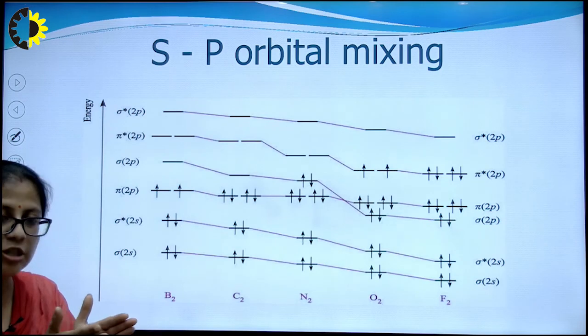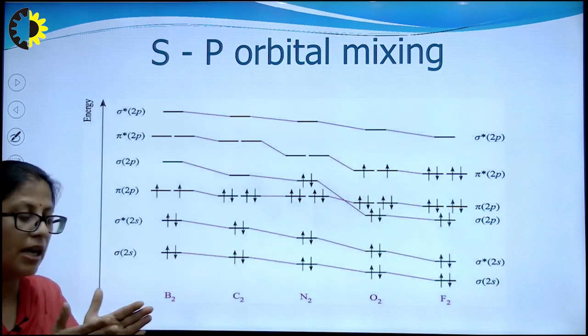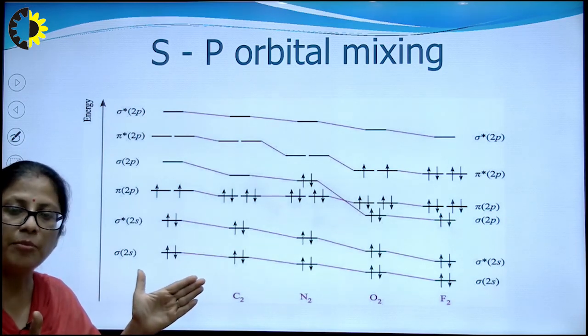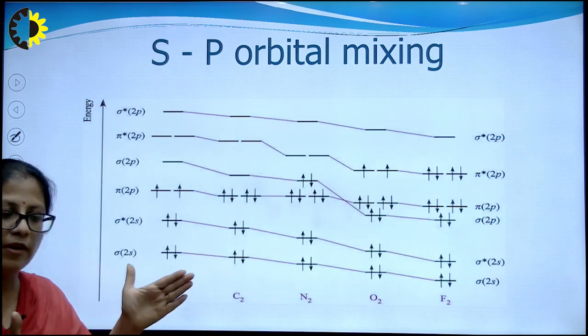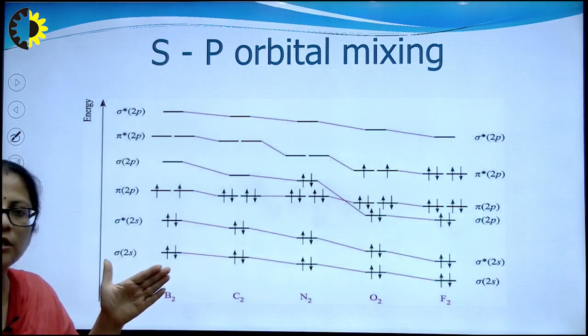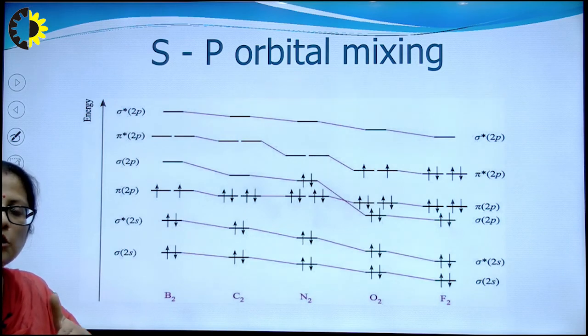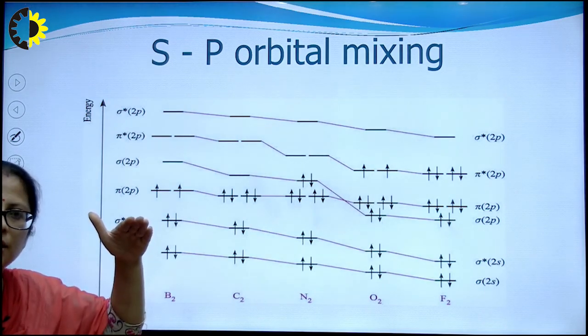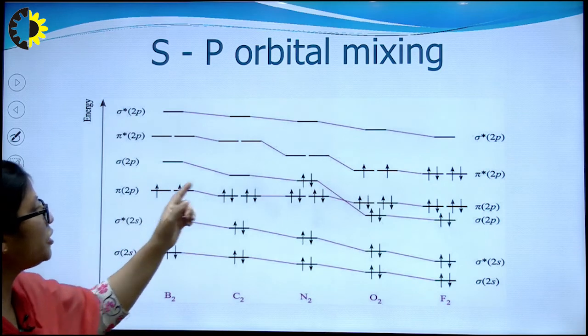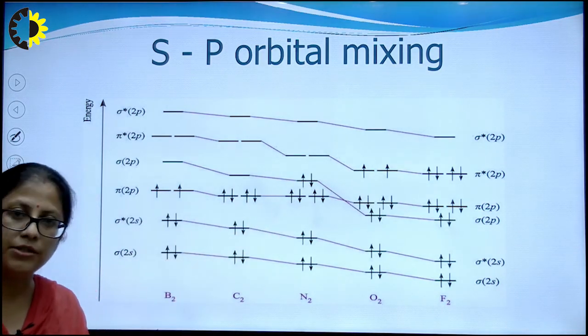So, when there is repulsion between sigma 2s and sigma 2p, they are going to move away from each other. Sigma 2s will move towards the lower side and sigma 2p will move towards the higher energy side. As a result, the pi 2p becomes lower in energy.